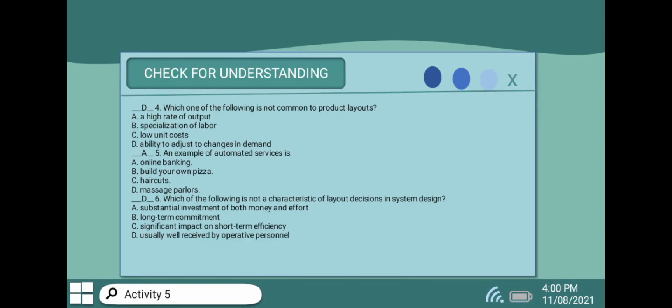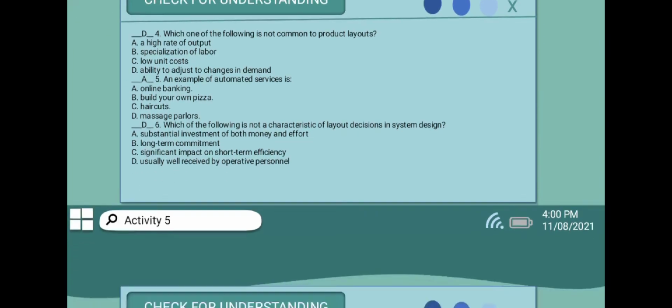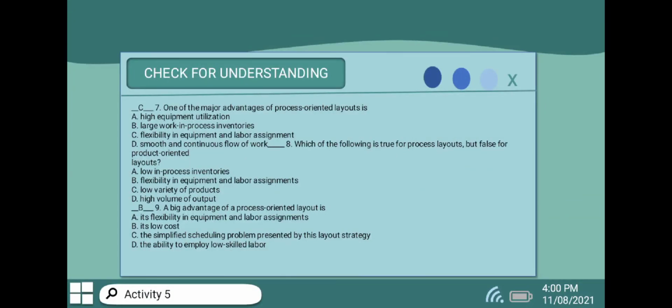Okay, let's proceed to question number 7. One of the major advantages of process-oriented layouts is A. High equipment utilization, B. Large work in process inventories, C. Flexibility in equipment and labor assignment, D. Smooth and continuous flow of work. The correct answer is C. Flexibility in equipment and labor assignment.